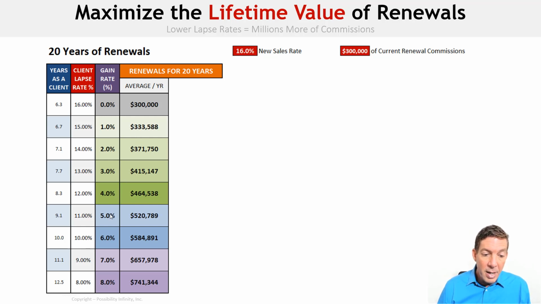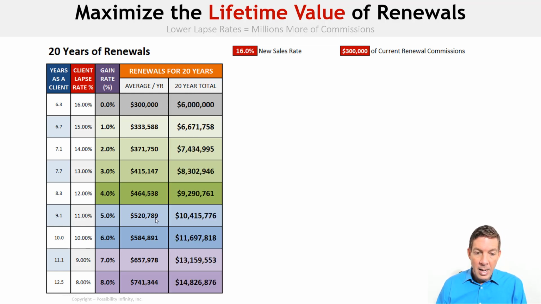So if we could make a 5% lapse rate difference, that would be 220,000 more per year average over a 20-year period. And so when you multiply those numbers times 20, because this is where we sort of back into these numbers, you see what a big difference it makes. Because again, if we have a 0% gain rate and we continue making 300,000 for 20 years, that's 6 million. And that's good. But overall, each 1% of lapse rate makes a big difference in the total agency income.